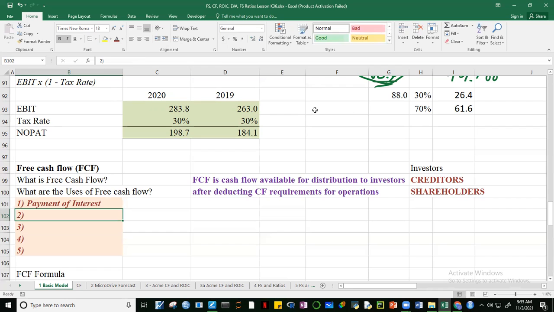Okay. Any other suggestion, guys? Yes, Beyonce. Paying dividends to shareholders. Okay, so let's put that under number 3. Thank you, Beyonce. You're correct. Okay, distribution of dividends.